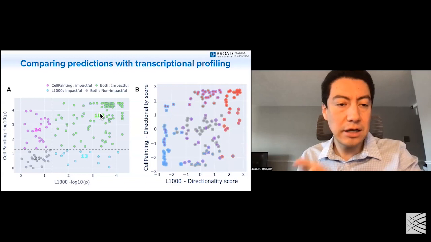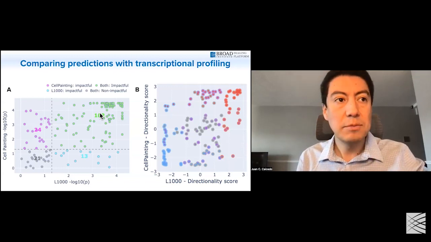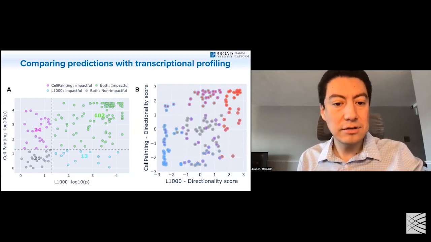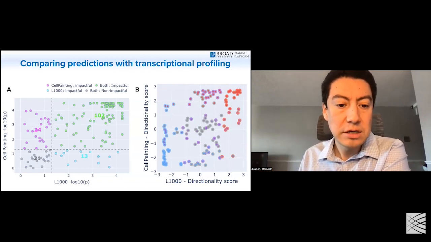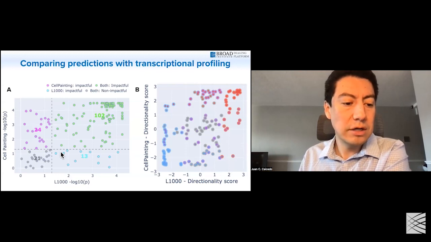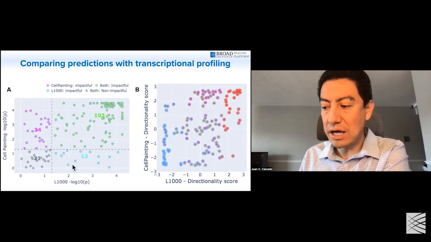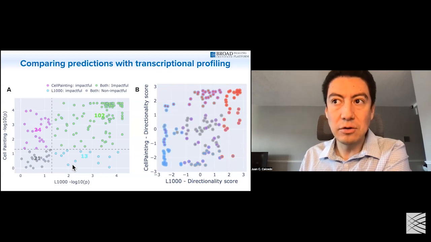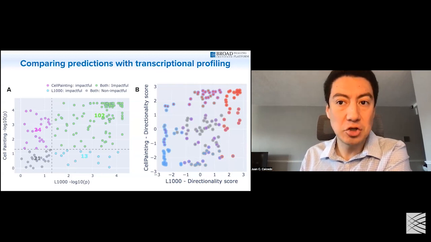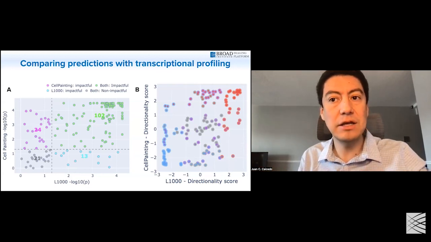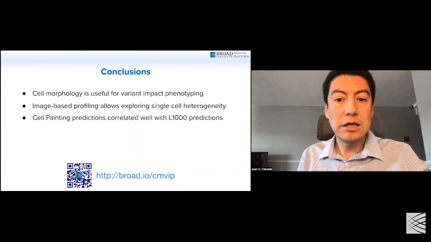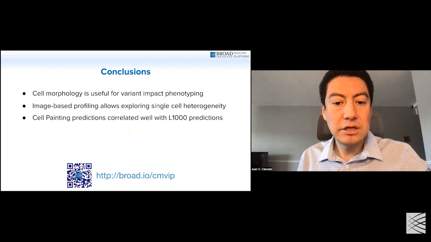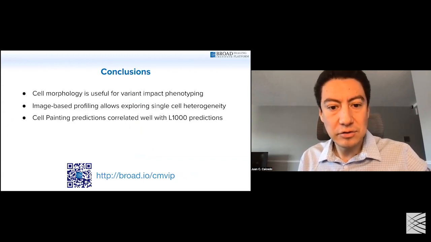I think they agree a lot and they are highly correlated, but there are also very interesting differences between them, which we also explore a little bit in our preprint, because even though the assays and the platforms have a lot in common, they also complement each other, and they are telling us different things about the variance in this case. In conclusion, cell morphology is very useful for variant impact phenotyping.